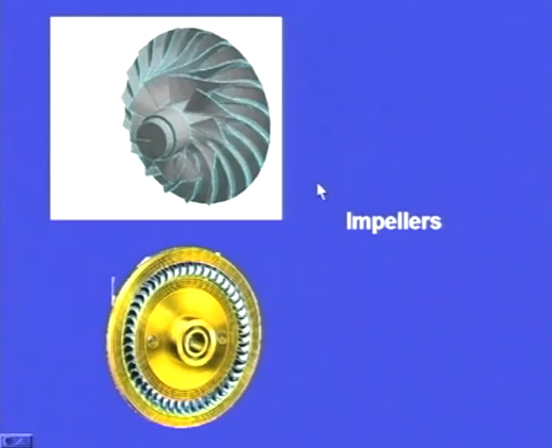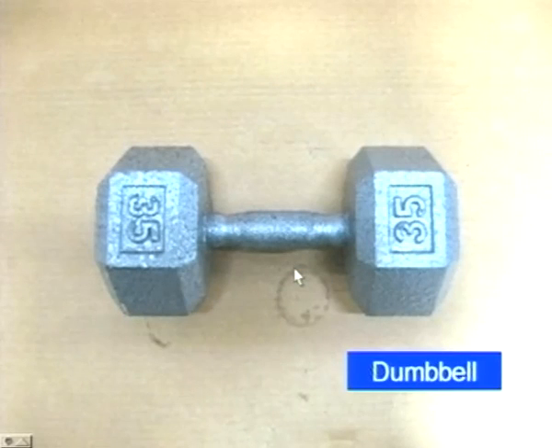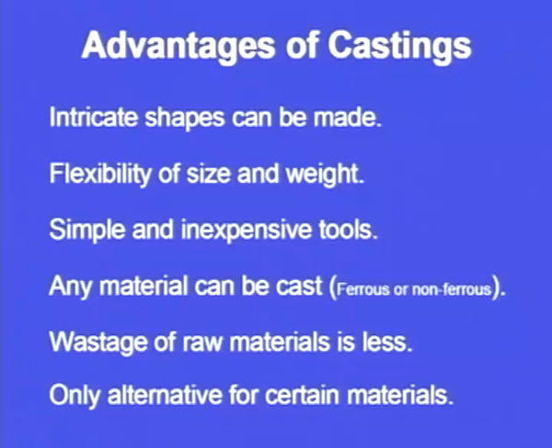These are impellers. These are manufactured by metal casting. These are nozzles. These nozzles are manufactured by metal casting. This is a dumbbell, which is used for exercise. This dumbbell is manufactured by metal casting. And we can see so many components, small components, tiny components, complex components, all manufactured by metal casting. And these are only a few examples. There are many more examples. There are many components which can be manufactured by metal casting.